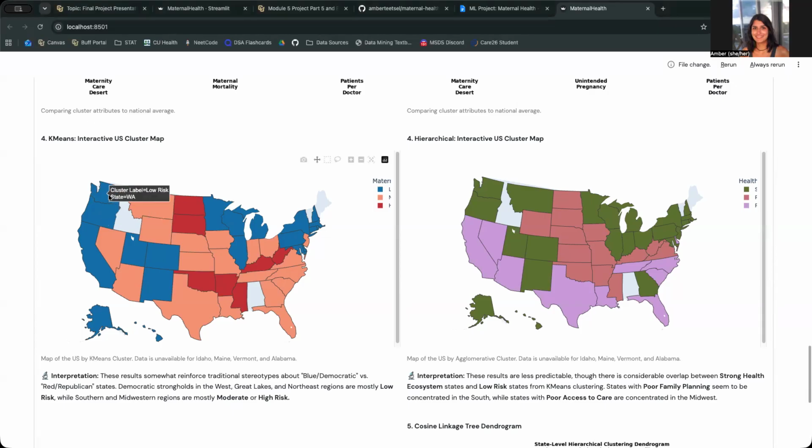The low-risk clusters in blue are closely aligned with legally protected regions in the Northeast and in the West. These states are defined by strong healthcare ecosystems with good outcomes for mothers. In contrast, the high-risk and moderate-risk clusters in red and orange are more concentrated in the South and the Midwest, and these are characterized by severe care deserts and high maternal mortality, which aligns with stereotypical political lines in the country. And these healthcare disparities themselves, as we discussed, are the spatial footprint of the legal landscape.